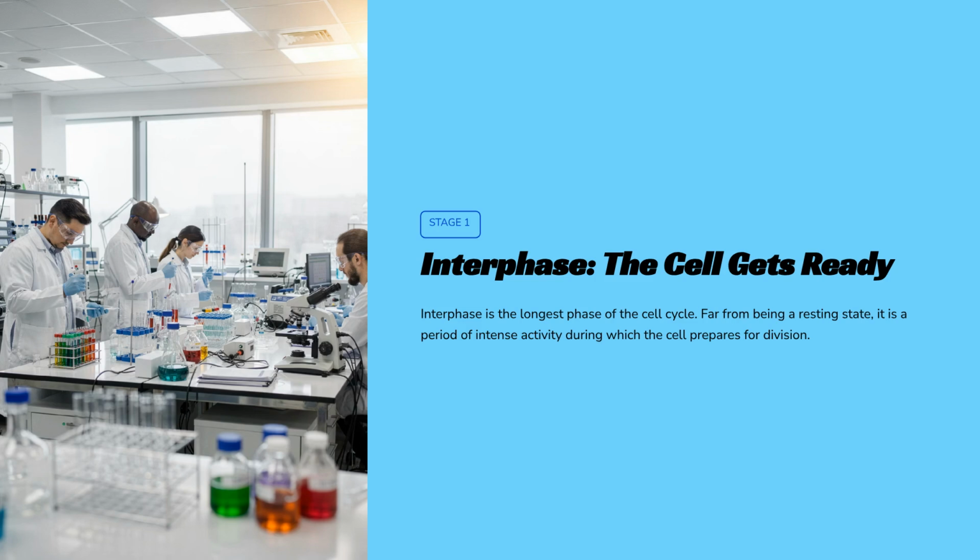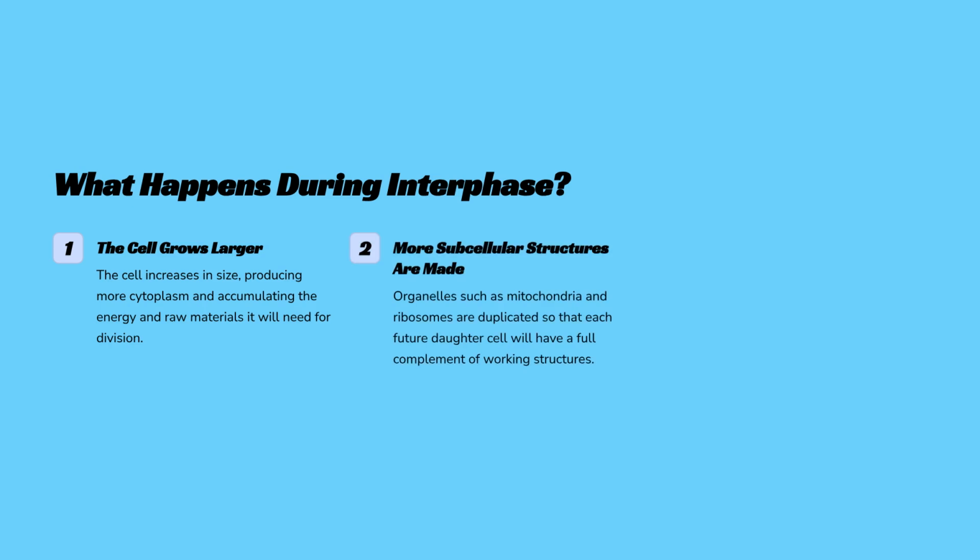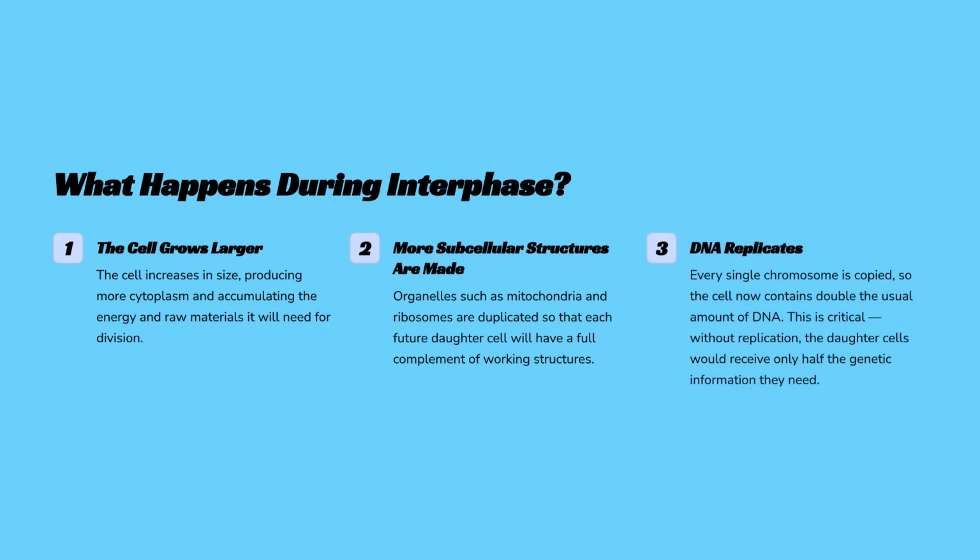During this time, the cell prepares for division through a period of intense activity. During interphase, the cell grows larger, producing more cytoplasm, energy, and raw materials. It also duplicates subcellular structures like mitochondria and ribosomes. Crucially, the DNA replicates, ensuring a complete set of genetic instructions for both daughter cells.